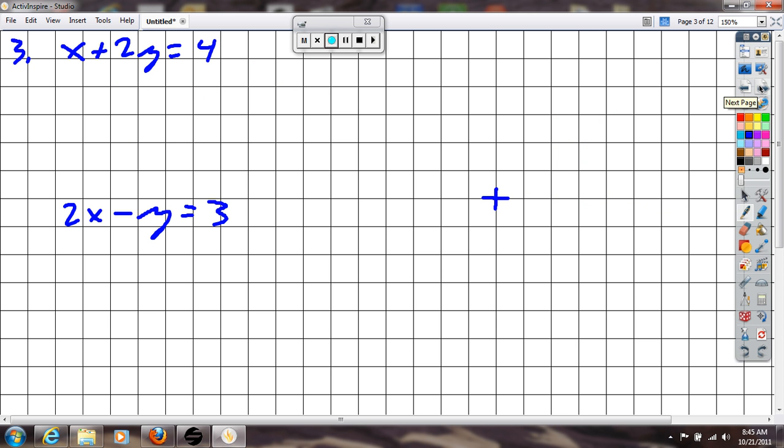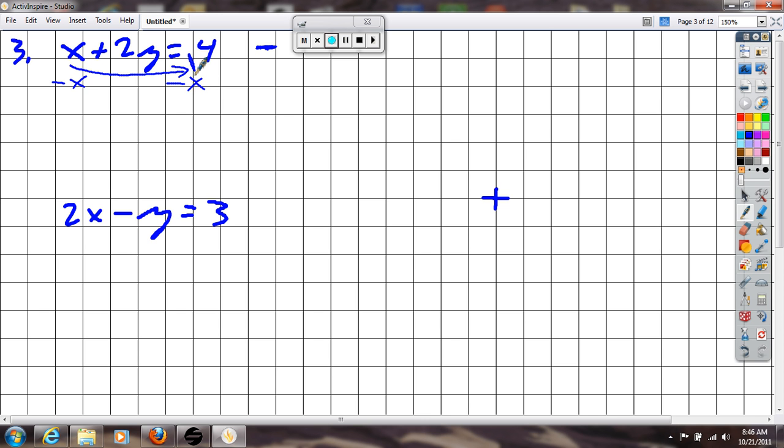Number 3. Now number 3 is the same problem except the y's are not by themselves. You can't graph using the method I just showed you without getting y by itself. So on the top problem, first we're going to move the x to the right side. We're going to get the y by itself. So we're going to subtract x from both sides.